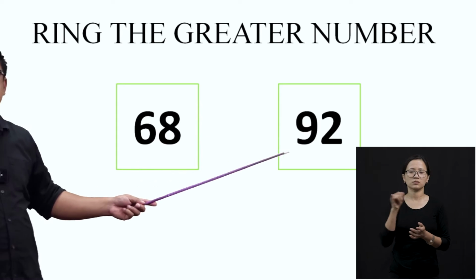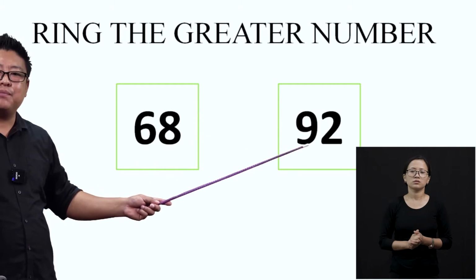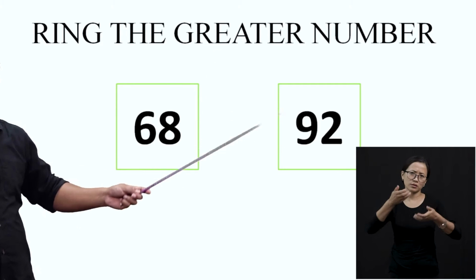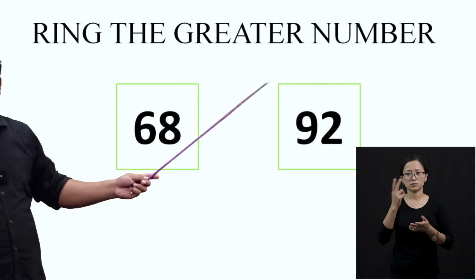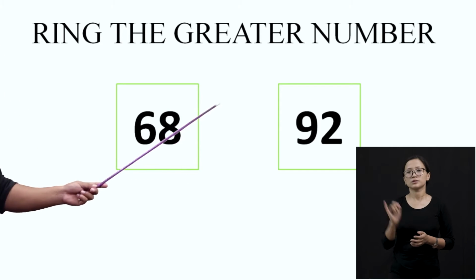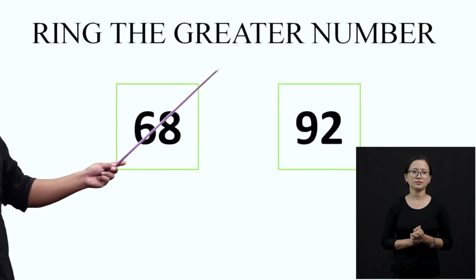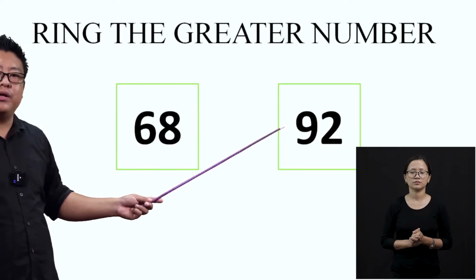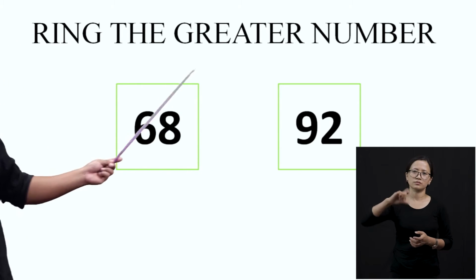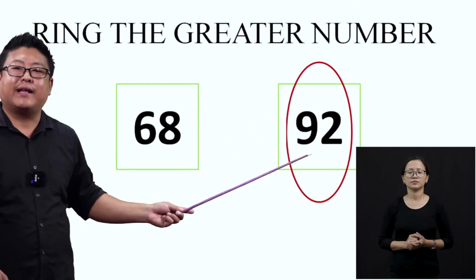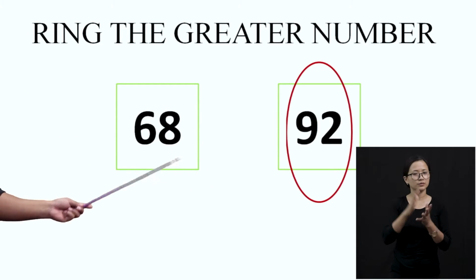So since 9 is at the tens place and 6 is at the tens place, by comparing these two, we can know that 92 is bigger than 68. Okay? Since 9 is bigger than 6. All right? Or we can say in other words, 9 tens is bigger than 6 tens. All right? So we get 92 is bigger than 68.